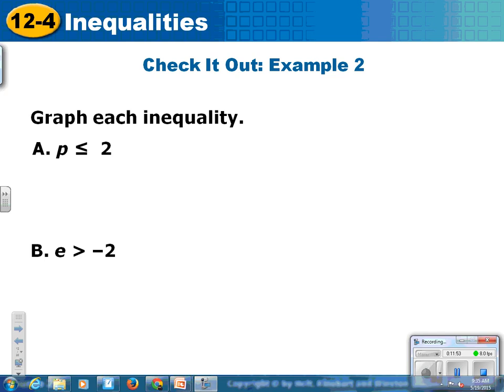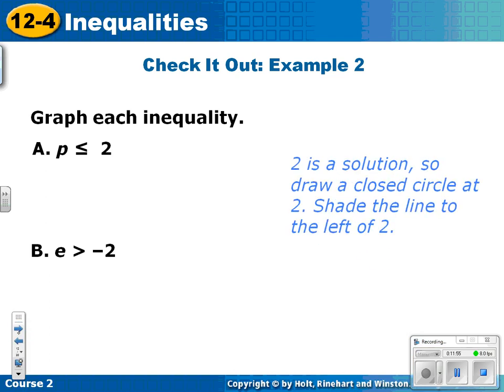Some of you struggled with this one because you looked at it and you go, okay, 2. Well, we're going to include 2, so you know to put a dot there. But you have to look at this. Slow down. The value of P is anything that's less than 2. So 2 is the most it could be. So it's got to be this way.